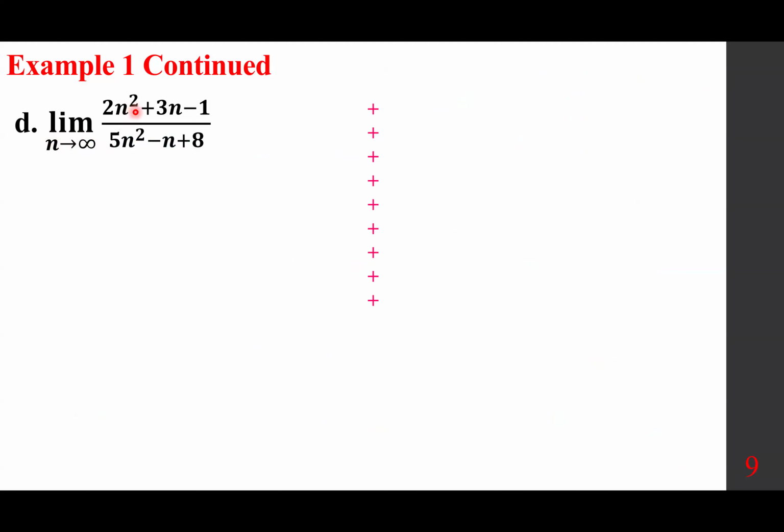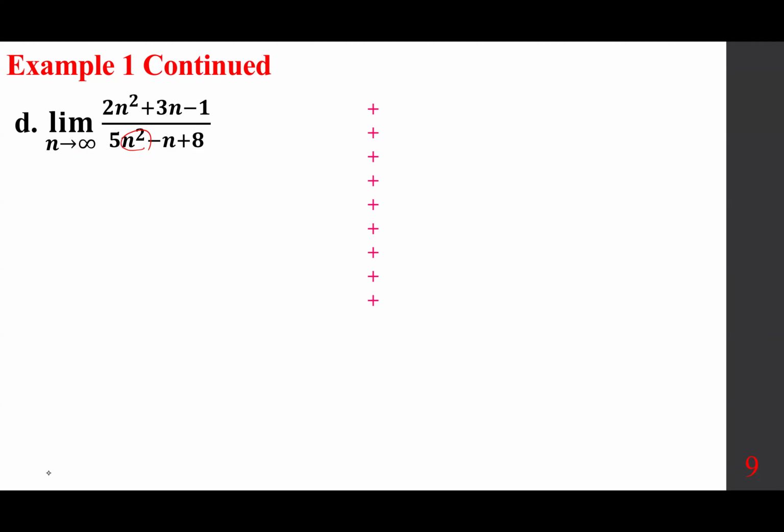Find the limit of 2n squared plus 3n minus 1 over 5n squared minus n plus 8 as n approaches infinity. So what is the technique involved? Now we want to discuss techniques. If you have a rational expression and the variable n or x is approaching infinity, the technique is to divide by highest degree in the denominator. So we are going to divide everything by n squared.